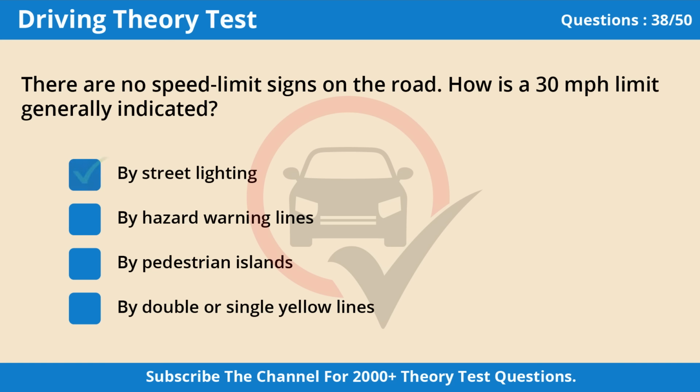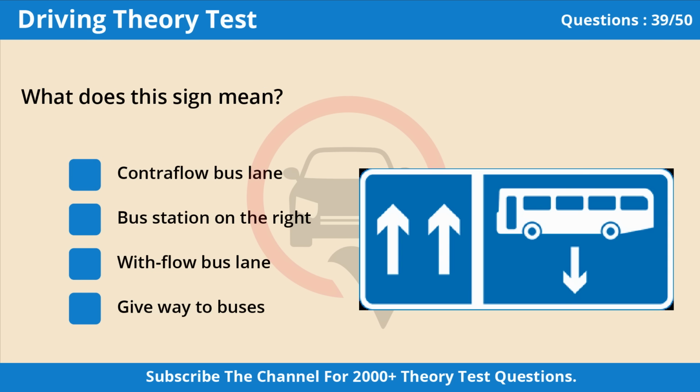A. By street lighting. Question 39. What does this sign mean? A. Contraflow bus lane. B. Bus station on the right. C. With flow bus lane. D. Give way to buses.